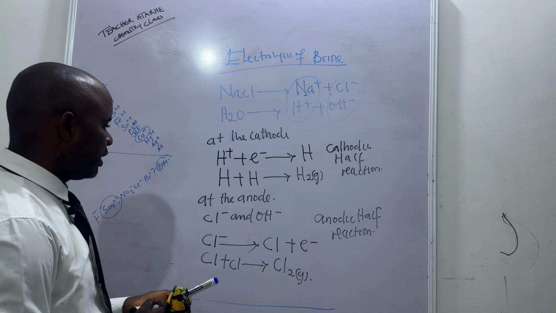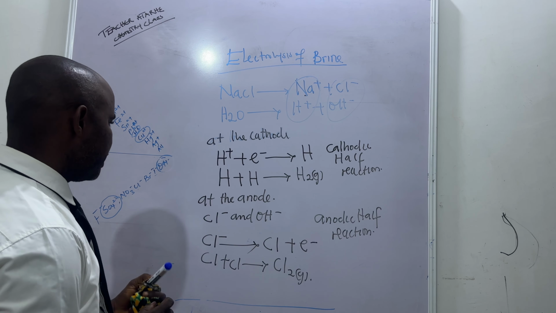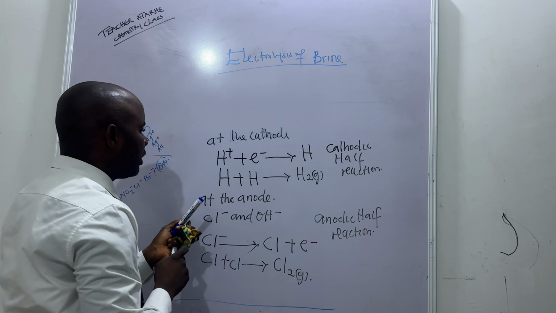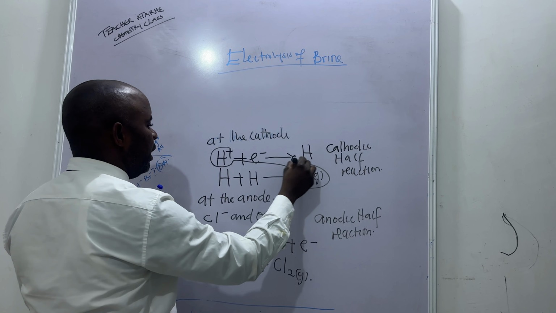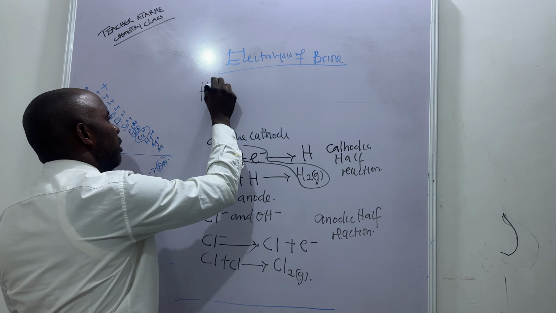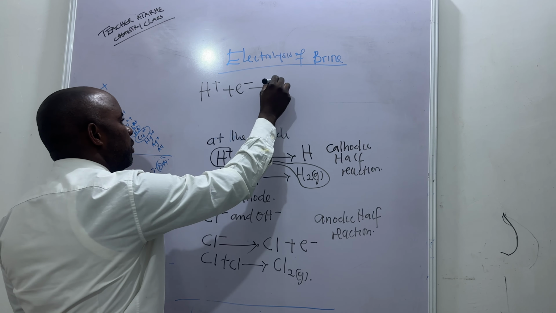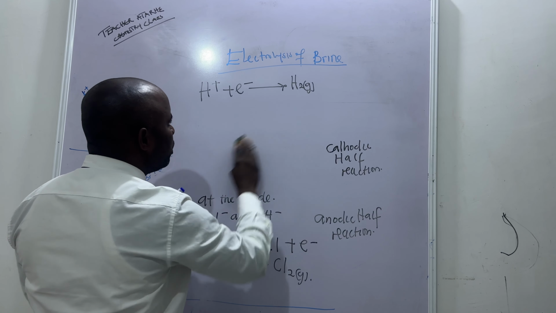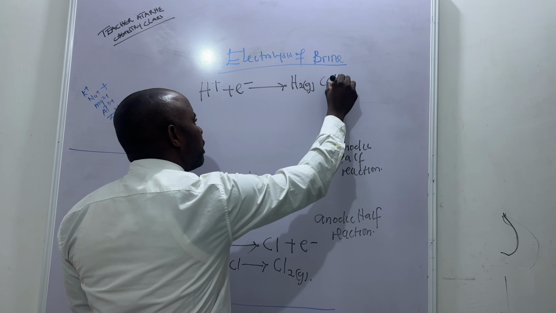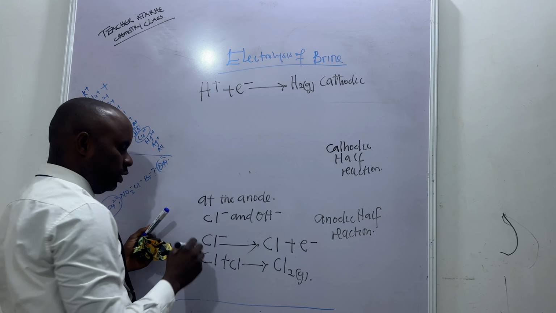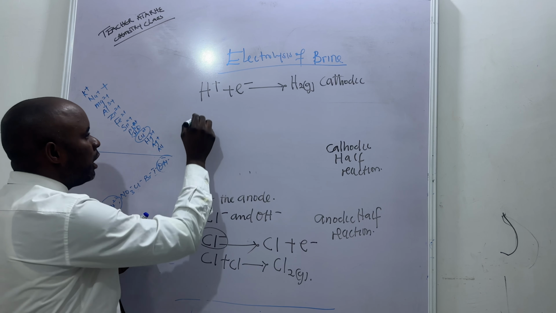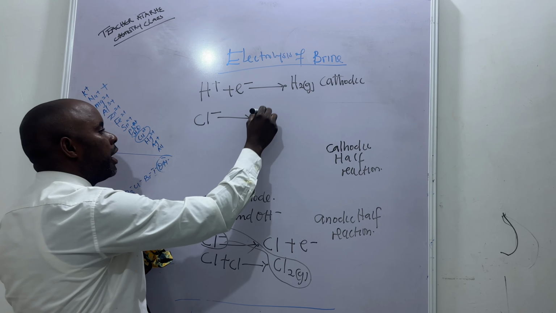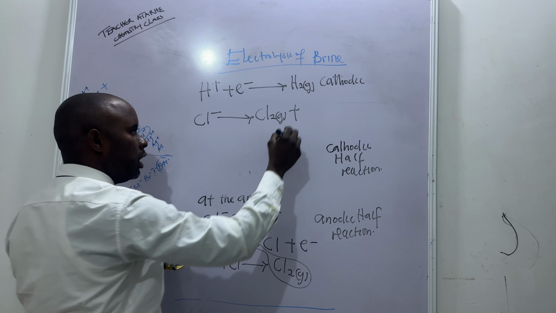All right, the next step is for us to balance this equation. Let's bring out what happened at the anode and at the cathode. At the cathode, the reaction started with hydrogen ion plus an electron to give hydrogen gas, which is the cathodic half reaction. At the anode, we said chloride ion started from here to give chlorine gas, which is stable, plus electron.